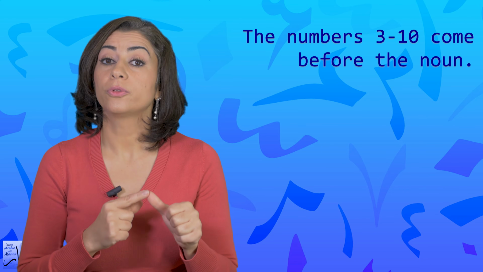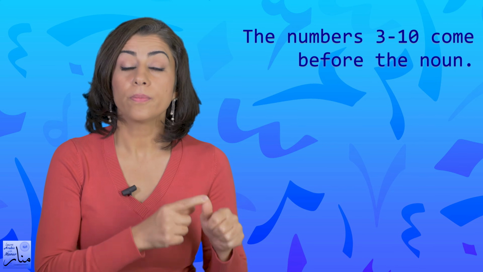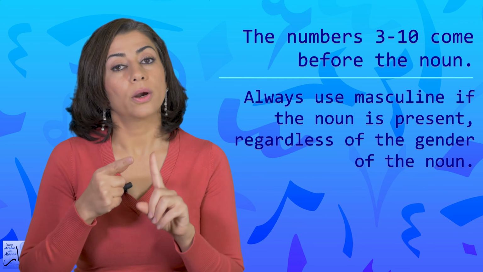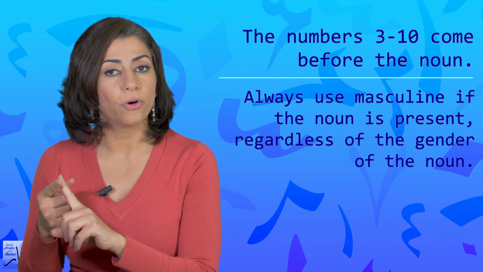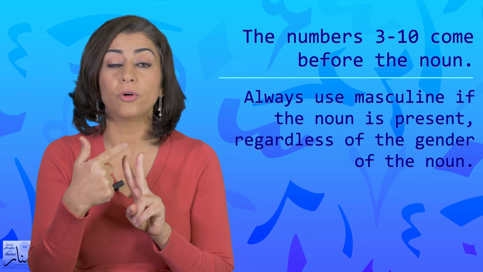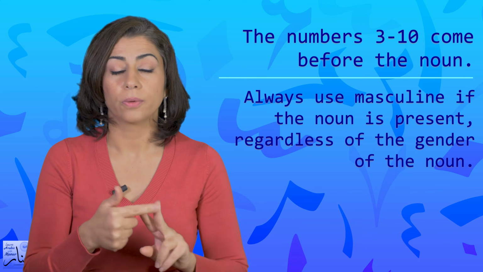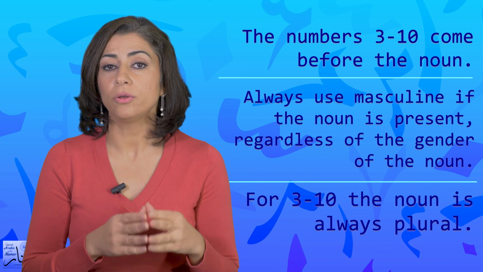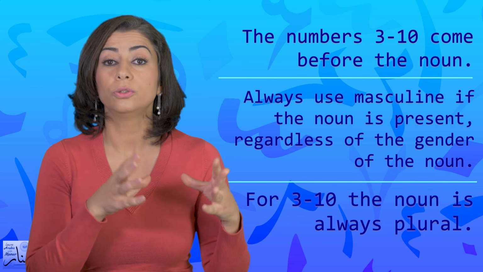Now let's talk about numbers from 3 to 10. Their rules are different from the rules that we saw with the two numbers 1 and 2. The first rule is numbers from 3 to 10, they always come before the thing that we are counting. The second rule is we are always using the masculine form of the number when we are combining the number with the name of the thing that we are counting. The third rule is we are always using plural noun after numbers from 3 to 10.